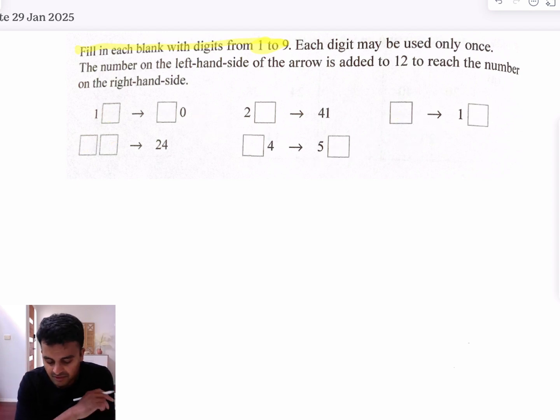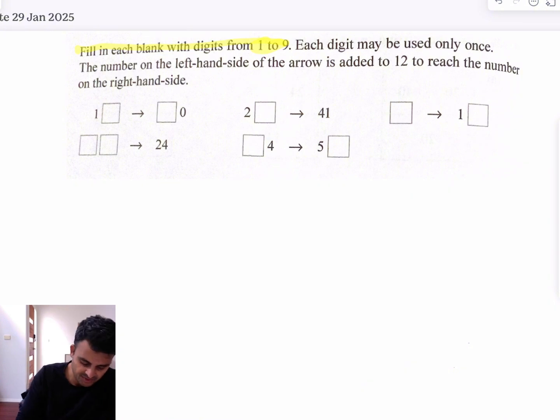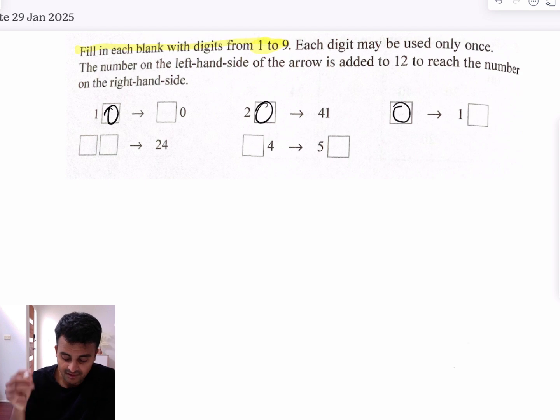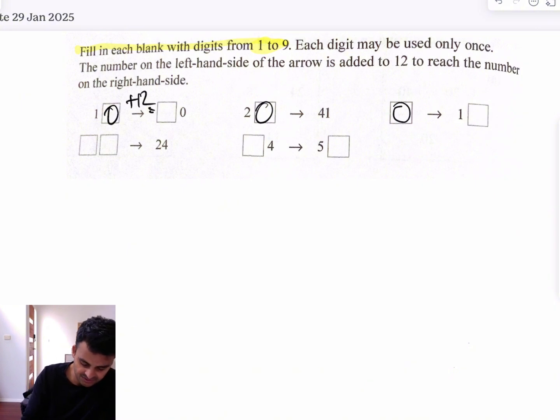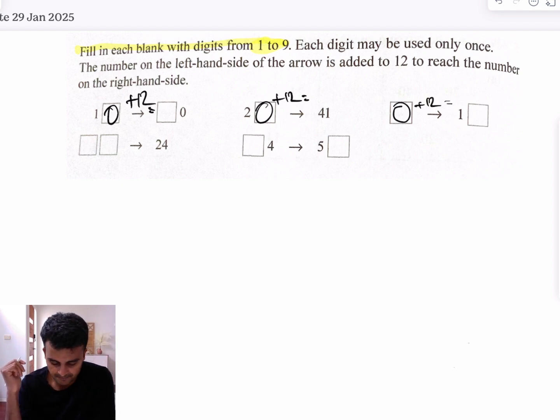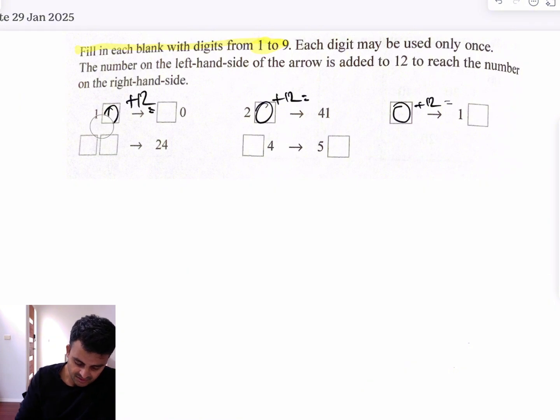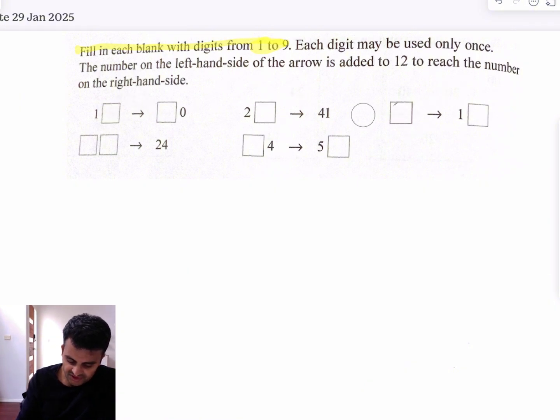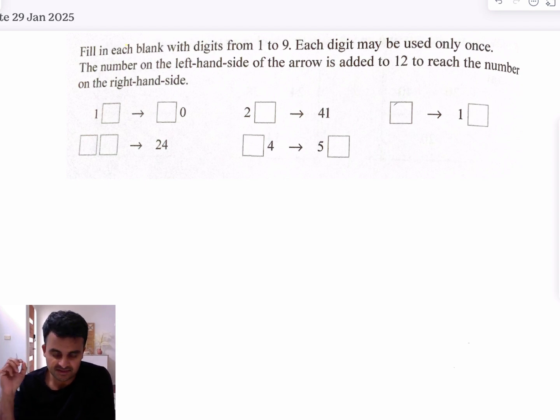And the number on the left hand side of the arrow, which means the number over here, is added to 12 to get the number on the other side. So this plus 12 equals this, this plus 12 equals this, and so on. And our task is to fill all these blanks in a manner which meets these requirements.